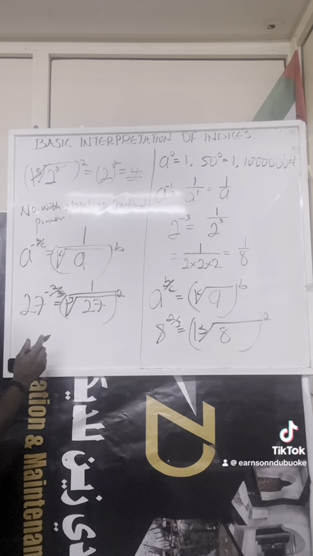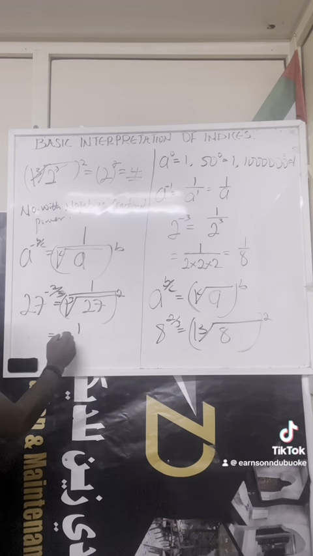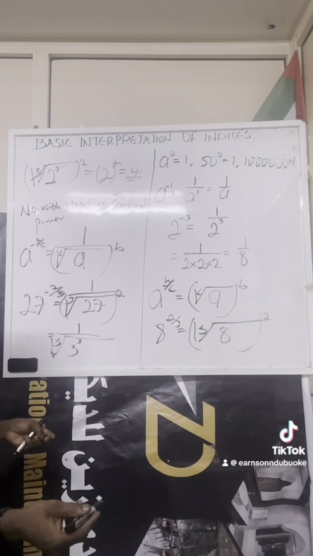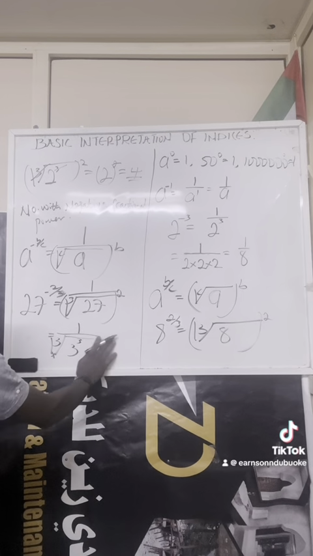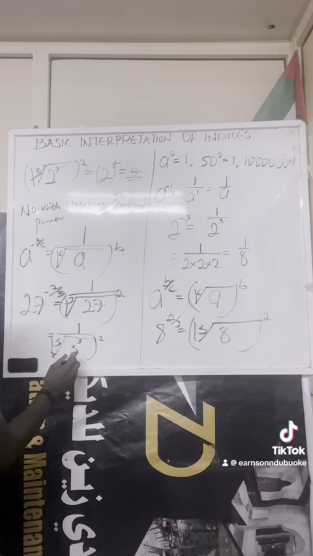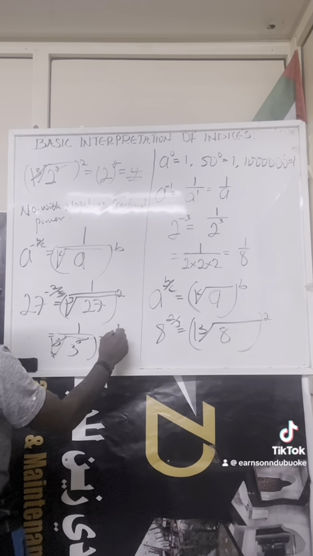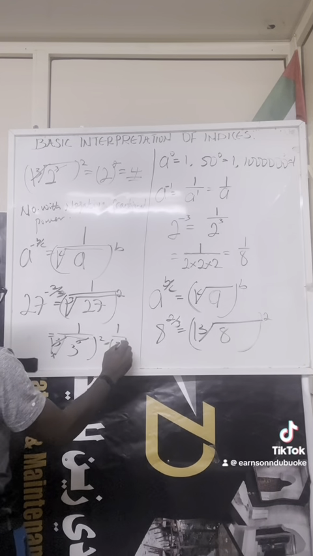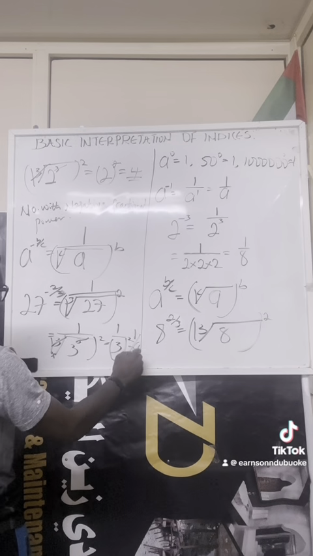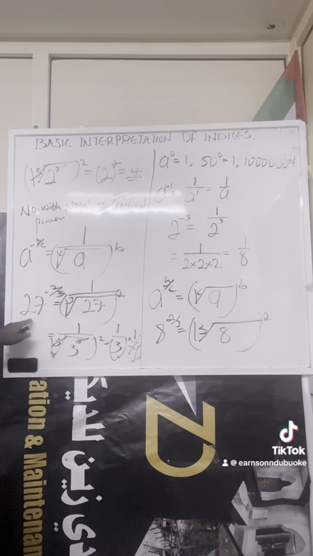So from here, I can convert again 1 all over cube root of 27, which is 3 raised to the power of 3, because I'm talking about indices, numbers with powers, all raised to the power of 2. And this 3 now can cancel with the cube root, giving me 1 all over 3 all squared, which is equal to 1 over 9. That will say that 27 raised to the power of negative 2 over 3 is equal to 1 over 9.